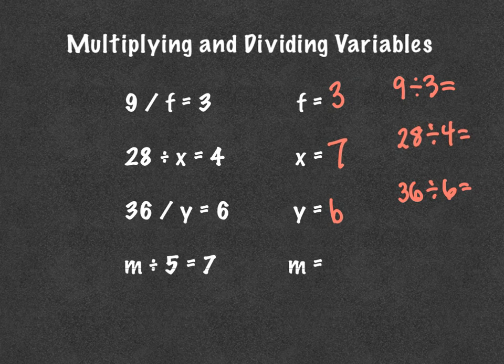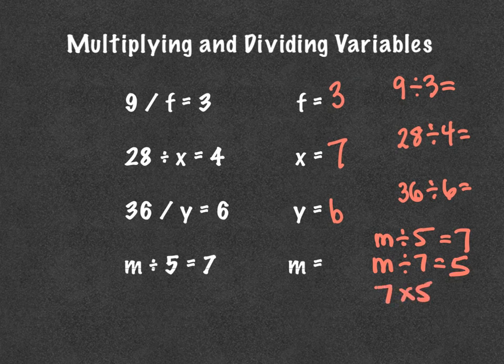M divided by 5 equals 7. This is another one of those tricky ones. If we think about our fact family, M divided by 5 equals 7. M divided by 7 equals 5. And then 7 times 5 equals M. So this is going to be the one that's the most helpful for us. If we have that fact in our head, 7 times 5 is 35. Okay, that's all I have for you.